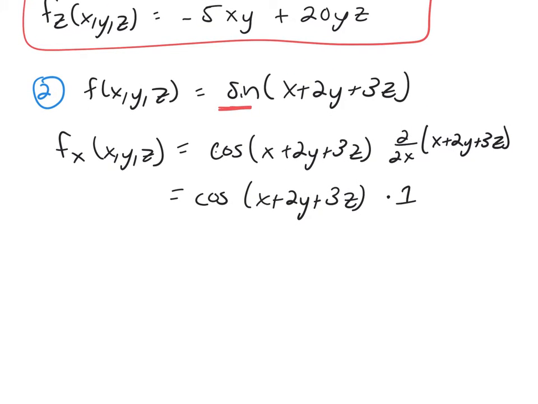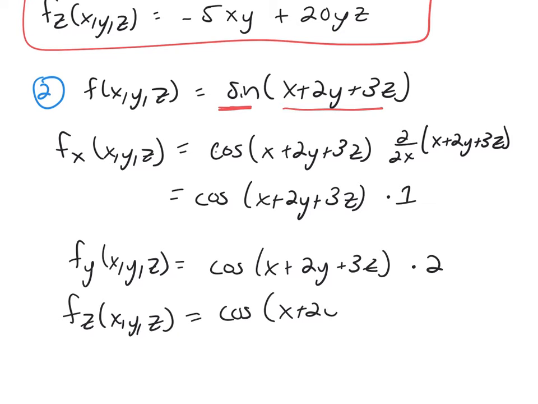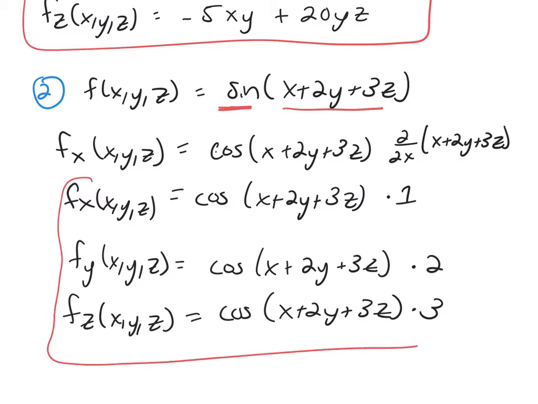And then you repeat this process, but now do it for the partial derivative with respect to y, cosine, and then the derivative of the inside with respect to y now would be 2, and then fz, the derivative of the inside with respect to z would be 3. So here are all my first order partial derivatives.